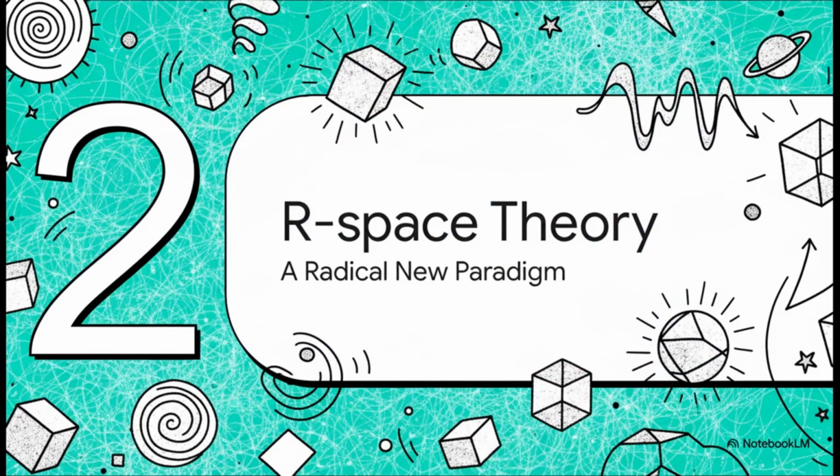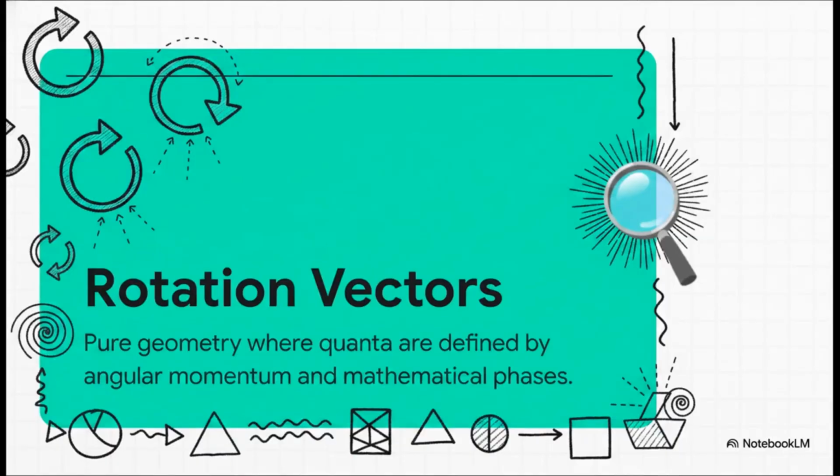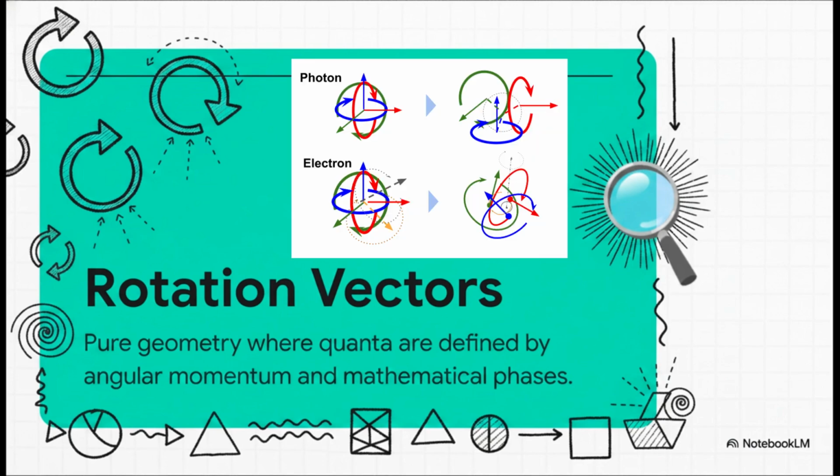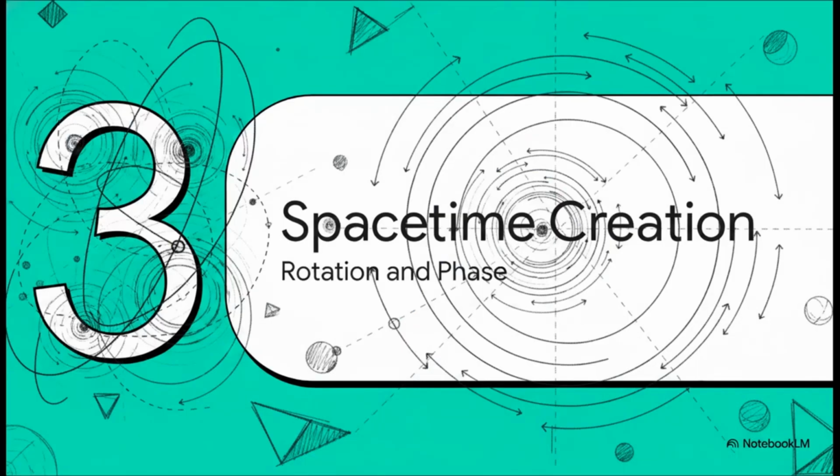Part 2. What is our space theory? The absolutely crucial takeaway here is this definition. In our space, there are 0 standard physical particles, literally none. Instead, the whole thing is pure geometry. Quanta are completely defined by combinations of angular momentum, which the theory calls rotation vectors, and their mathematical phases. And, well, that's it. Rotations and phases, the whole shebang. But that obviously begs the question, how on earth do invisible spinning vectors create the solid physical world we actually see?